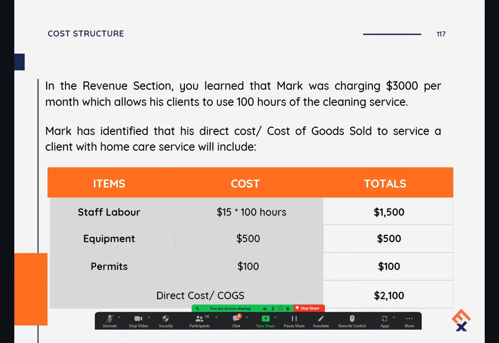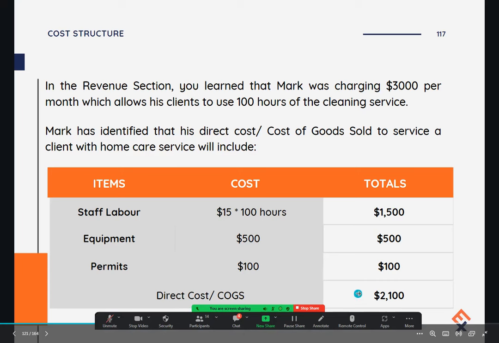We learned previously in the revenue section how much he wanted to be charging, right, up top. And so he wanted to be charging the customer $3,000 per month to deliver the service. Every month he's serving 100 hours. Equipment's gonna cost $500, and the permits to run his business is going to be $1,000. So total cost of goods sold, so direct costs associated with delivering a $3,000 service, will equal $2,100, right? So I hope this example is clear.